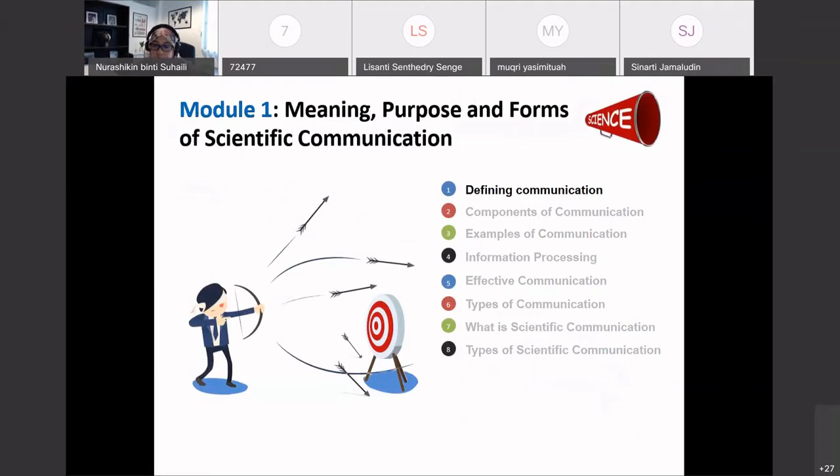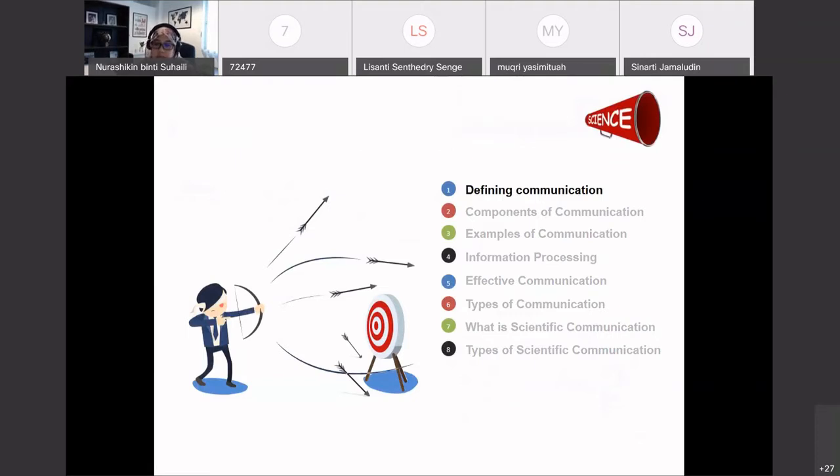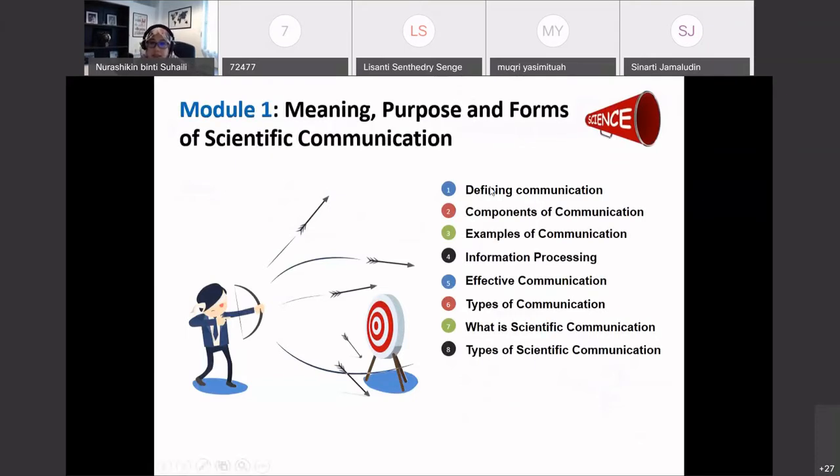Okay, so before that, these are all the subtopics that we're going to cover in the first lecture or first module. We're going to see what is communication, what is meant by communication, what are the components of communication, examples, what is meant by information processing, effective communication, types of communication, and at the end, we're going to relate with science. What is scientific communication and what are types of scientific communication? Okay, those are the subtopics in this module.